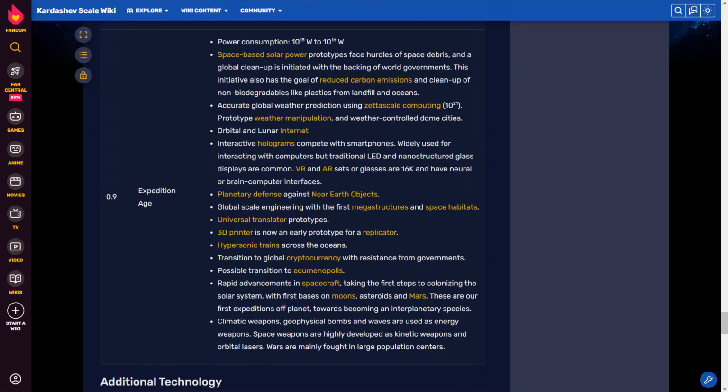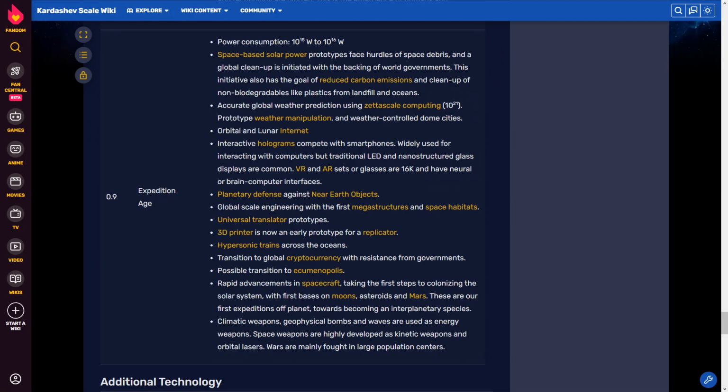Accurate global weather prediction using zeta-scale computing, 10 to the 21st. Prototype weather manipulation and weather-controlled dome cities. Orbital and lunar internet. Hang on. Prototype weather manipulation. We've got weather manipulation technology? When did that happen?